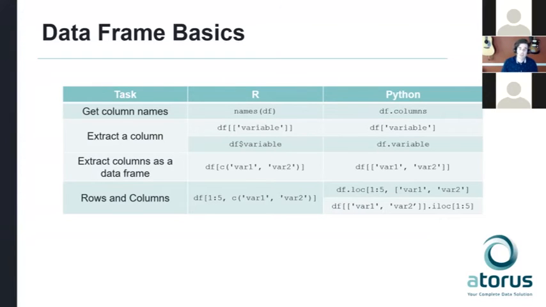Extracting a column is fairly similar between the two languages, but there are some nuanced differences. Here, if you use two brackets in R, that'll give you the array within the column back to you. In Python, that will give you back a series instead of a data frame. So in R, you have arrays that sit within the data frame, or it could be lists, whatever object sits within the data frame to make up that column.